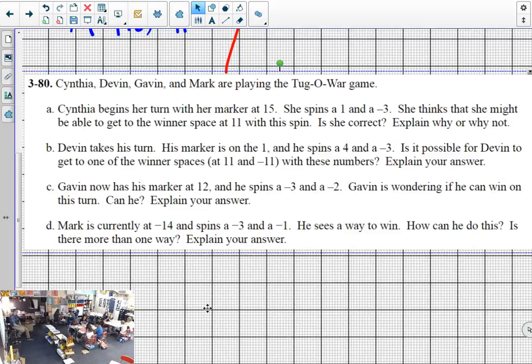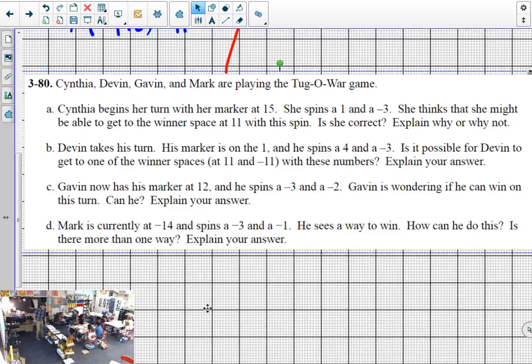All right, bring it back up. As we see, this is not the beginning of the game. Their markers have already gone to different locations. When we look at Cynthia's marker, she's way out there at 15. A lot has happened, or she's had some high spins.